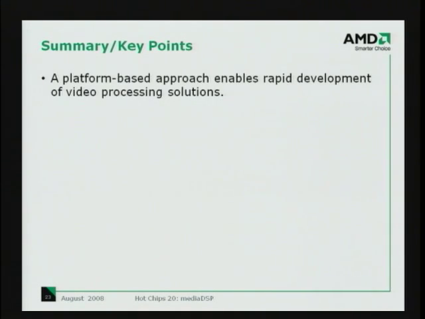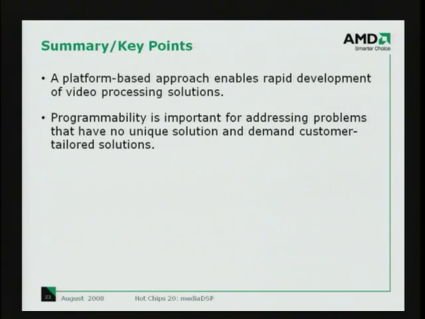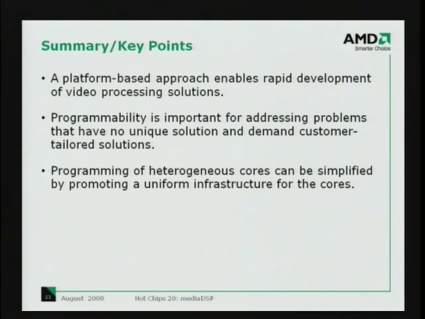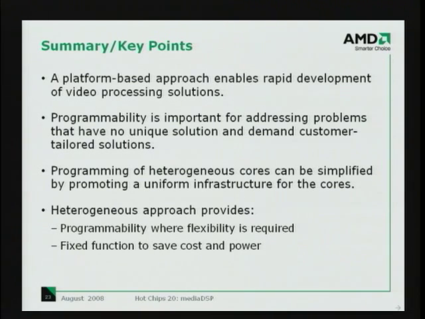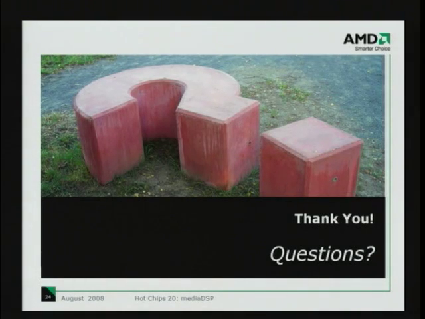So wrapping up, some of the things we've learned over the course of the development of the past few years: we've learned that our platform-based approach has allowed us to rapidly develop video processing solutions for two diverse applications using this common platform, and we expect this to continue into future video processing problems. We've learned that it's important to have programmability when attacking ill-posed problems that require flexibility to tailor for customer preferences. And by setting up a template for how heterogeneous engines plug into our platform, these heterogeneous engines can have a similar API, which eases the programmer's job. And then finally, our support for various types of cores in the system lets us have the best of both worlds. We can use programmability where flexibility is required, or we can put in fixed function modules to save cost and power. Thanks a lot. That's all I have.